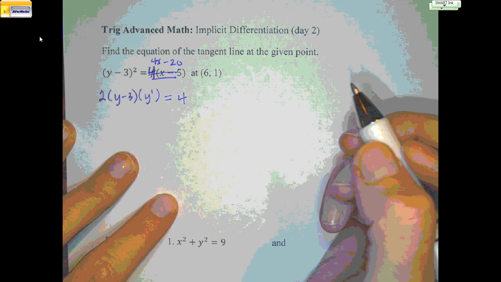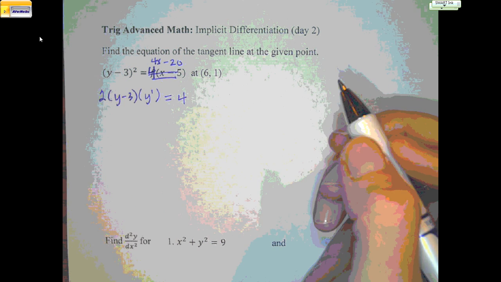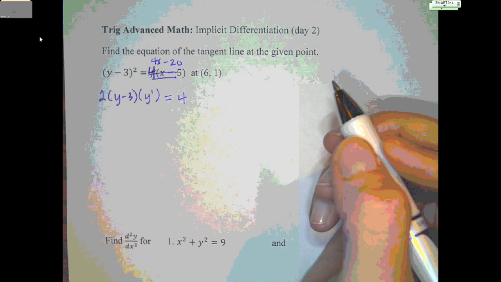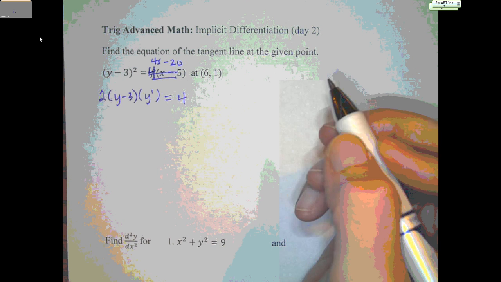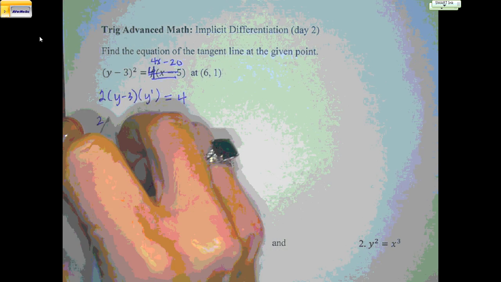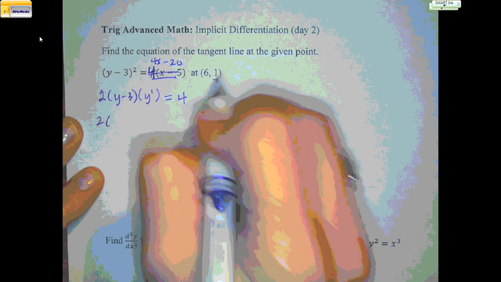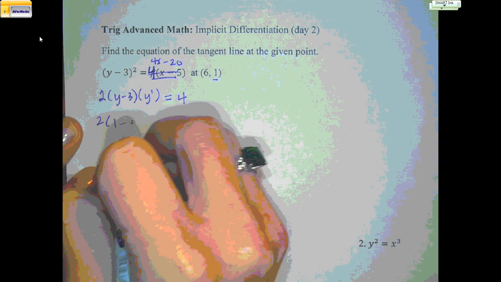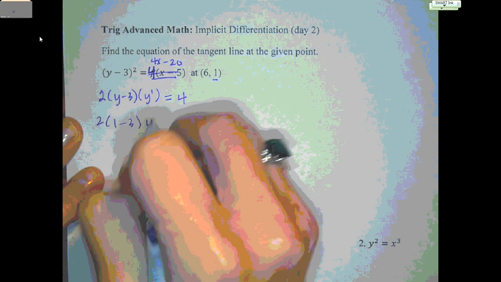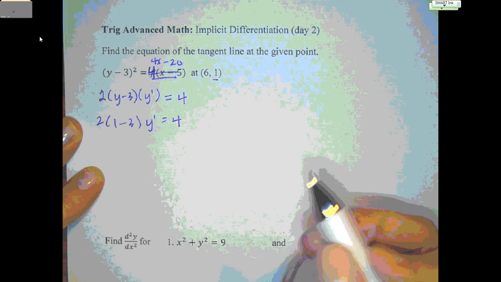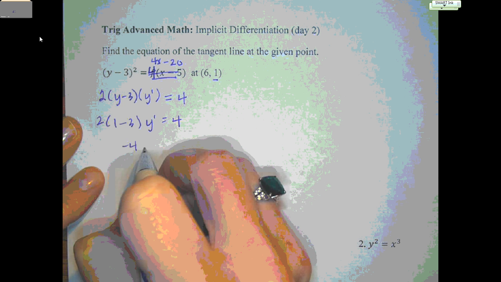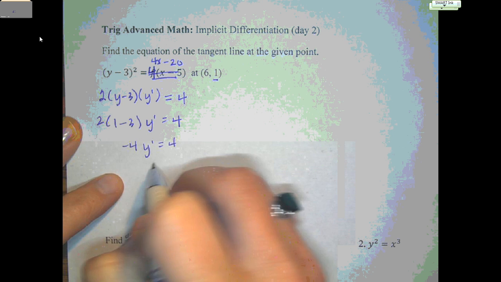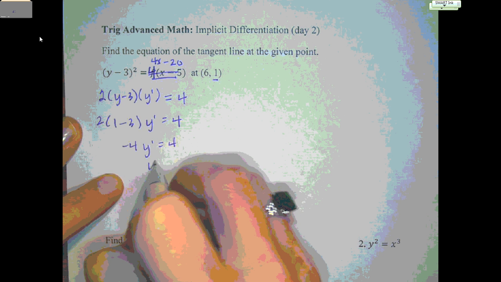Yes. Now, yesterday we talked about if you wanted to get y prime by itself and then substitute your x's and your y's in, you can. Or you could just substitute them in now. It doesn't matter. So I've got 2 times, instead of y, I'm going to put a 1 because they told us that's what y is. Leave y prime alone. 2 times 1 minus 3 is -4. Divide both sides by -4 and we get -1.